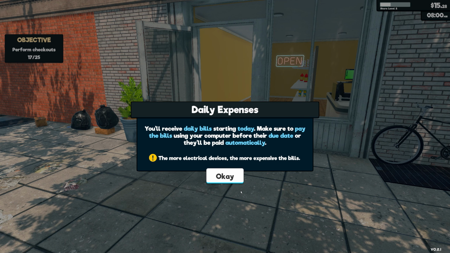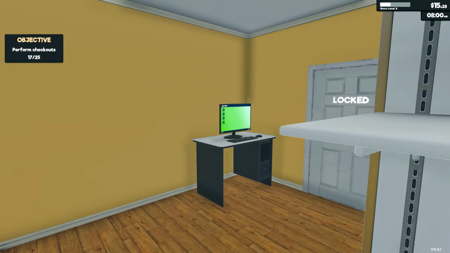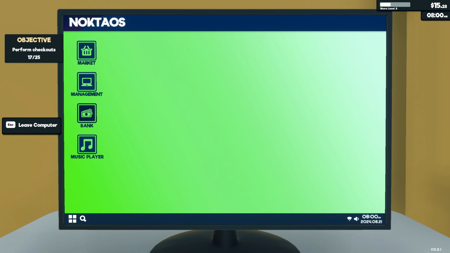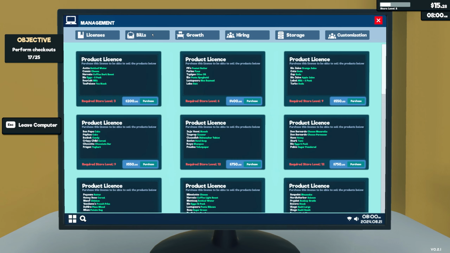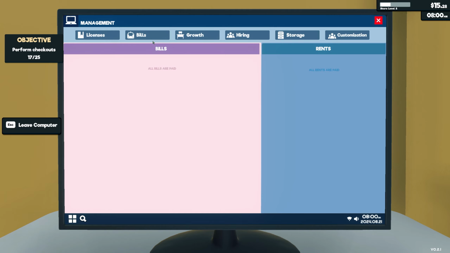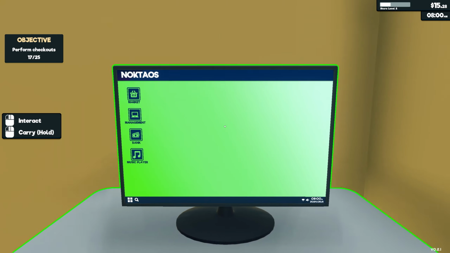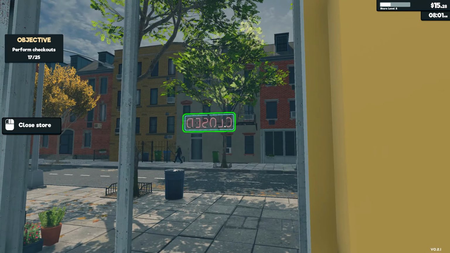You receive daily bills starting today. What? No. Make sure to pay the bills using your computer before the due date or they'll be paid automatically. How do I know how much the bills are? Is it under management? Whoa. Okay. What is this? What does all this mean? I don't know what all this means. All bills are paid, all rents are paid. Okay, so I guess we haven't received the bills yet.